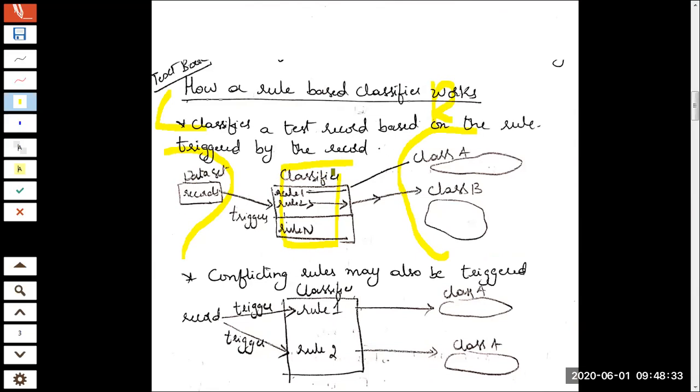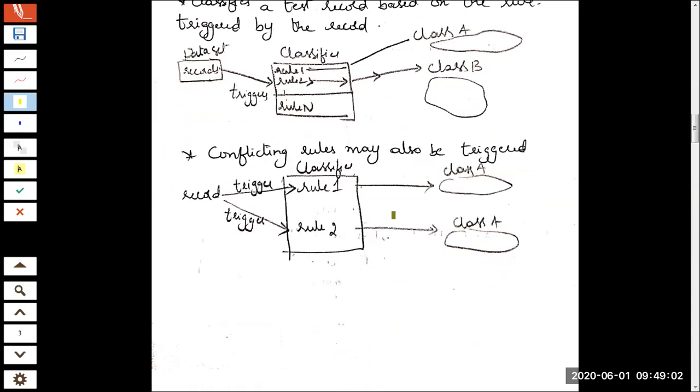Meaning that rules will be sitting in between the database or the data set, which is towards the left-hand side, and the class, which is towards the right-hand side. Given a new record, the rules will help me decide whether it belongs to class A or class B. So this was already explained. We will see a few more aspects of the rule-based classifier. We have one more new term introduced to you called conflicting rules. So what is a conflicting rule?